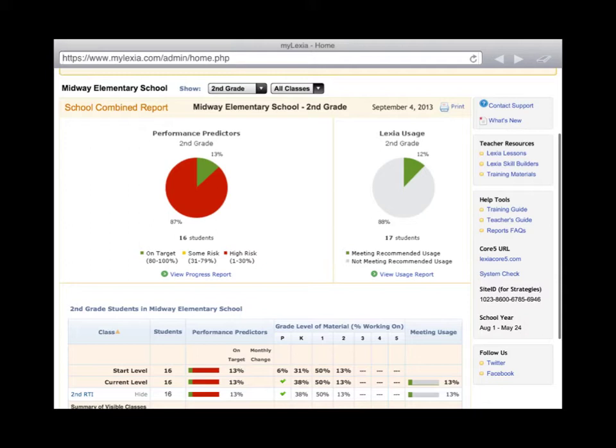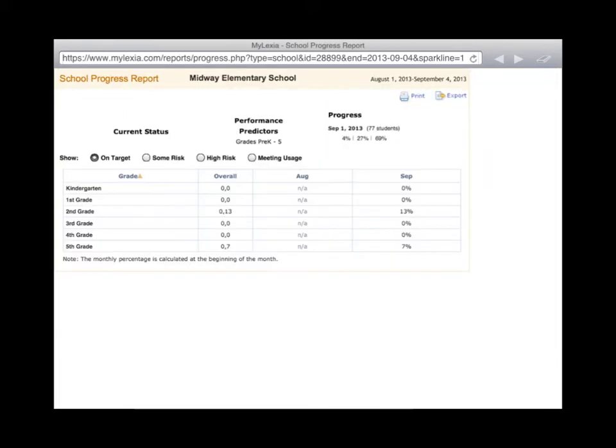It can show you how many students are meeting the recommended usage, and you can view the usage report, and you can see who is on target and who is high risk by viewing the progress report. Let's take a look at this progress report on Lexia for second grade. Notice that in August it shows that there isn't enough information to tell you how they performed, but in September it's going there. So from August 1st to September 4th is the date that it's showing.